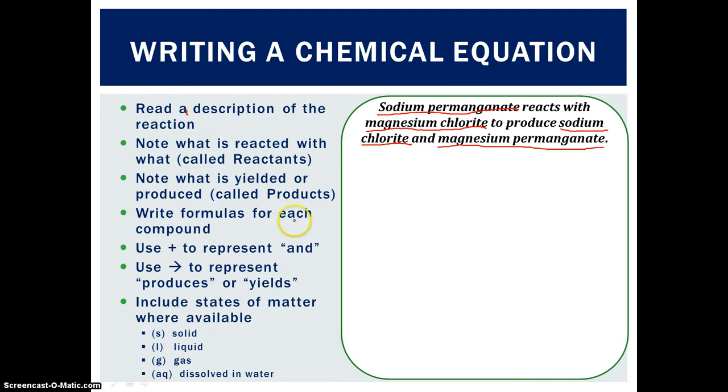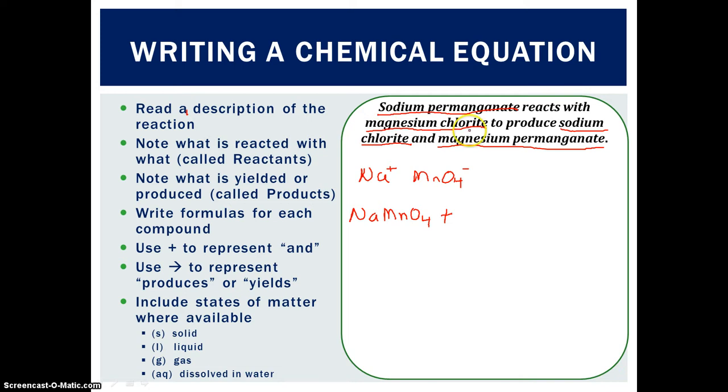So now I need to write the formulas for each of these compounds. Sodium permanganate. Sodium is a metal, so this is an ionic compound. I need to start with my ions. Na+, and permanganate is MnO4-. When I swap and drop here, I get NaMnO4. That's sodium permanganate. Reacts with, so I'm going to put a plus sign to indicate there's another reactant.